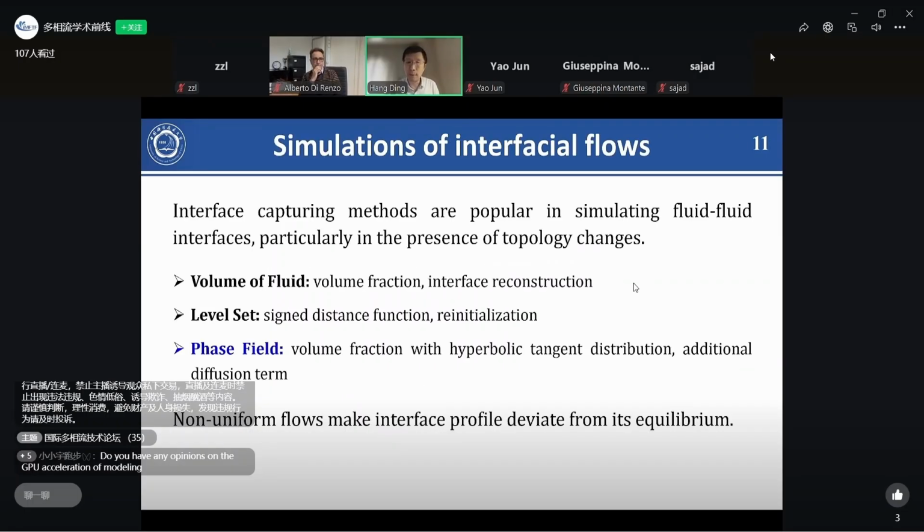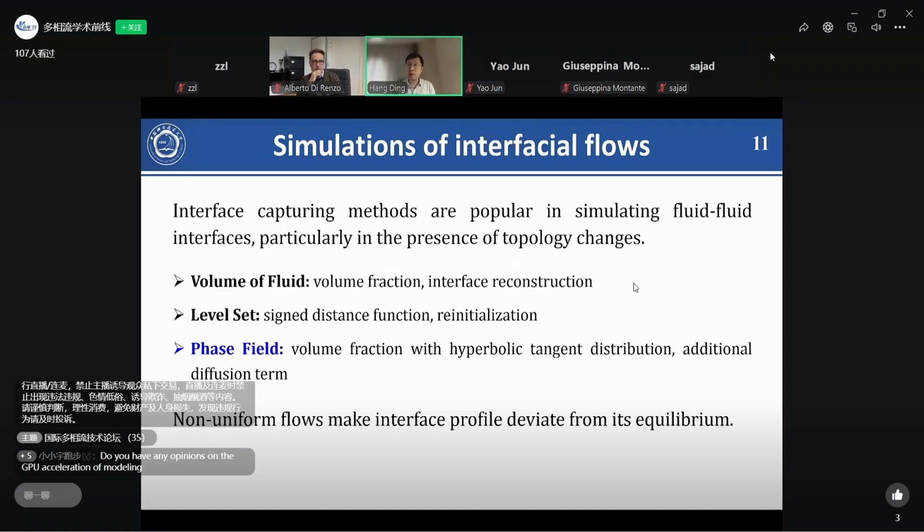I don't know if the audience are familiar with the interface capturing method. Generally, this kind of method is very popular in simulating fluid interfaces. They use scalar functions to track the evolution of the interface. The popular ones are the volume of fluid methods, level-set methods, and the phase field methods.